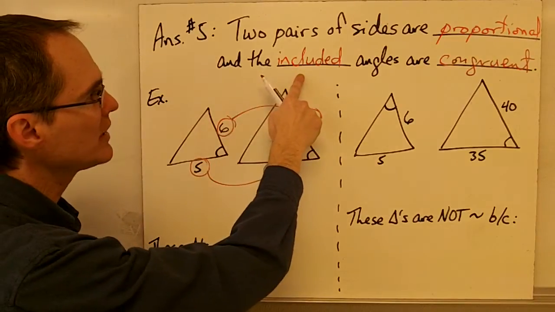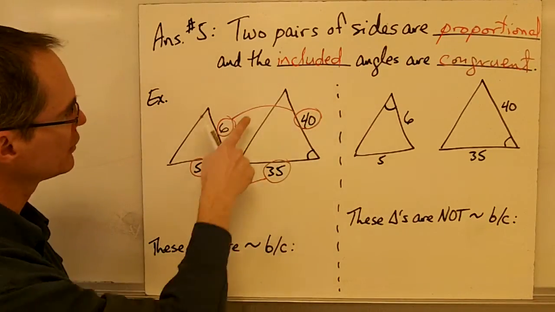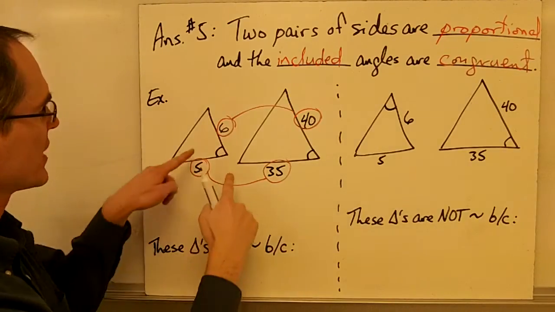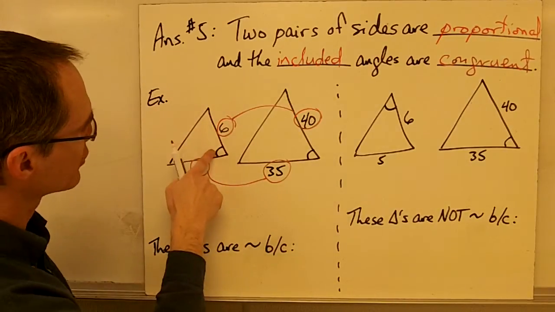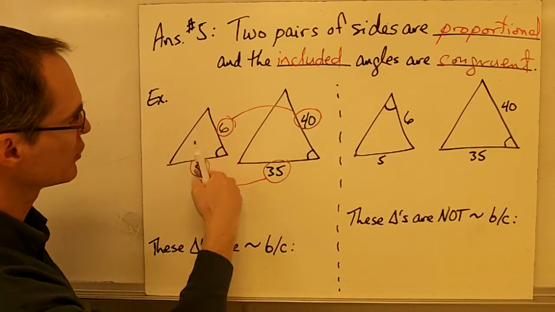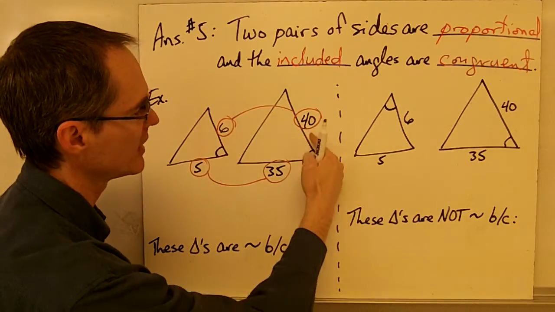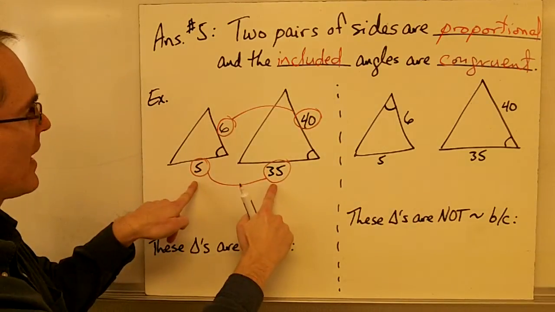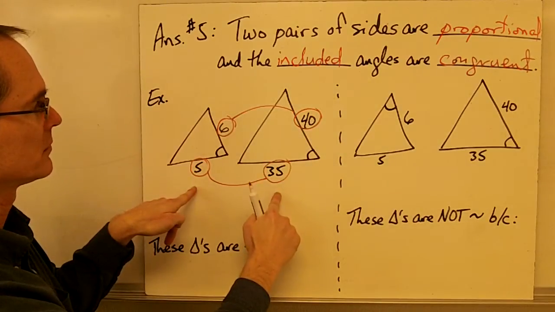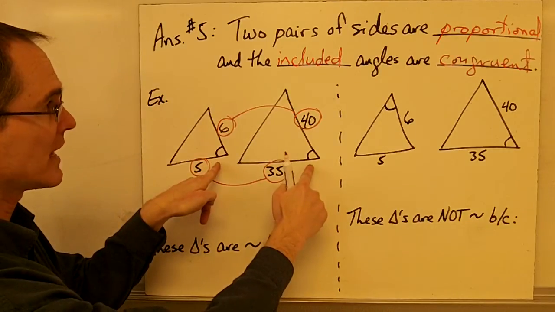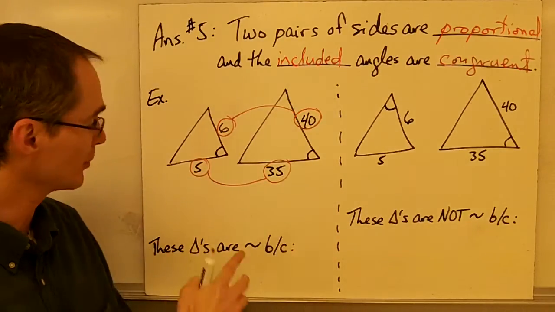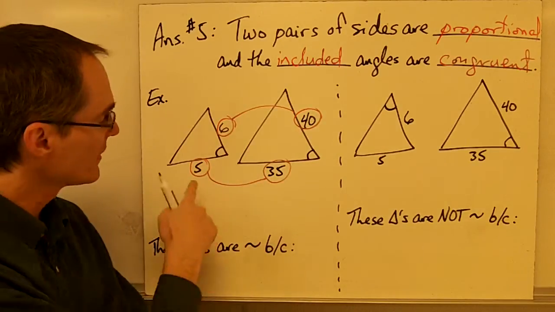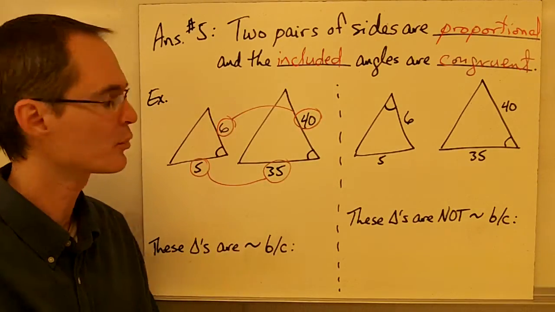And the included angle. Now when I say included angle, included means included between the two sides that I'm looking at. So for example, this side and this side, this angle right here is included in between those two sides, and this angle is included in between these two sides. So if these two pairs of sides are proportional and I've got their included angles congruent, then I know these triangles are similar. And in fact, I already know that these two pairs of sides are proportional because these are the same measurements we've been looking at in the previous example.